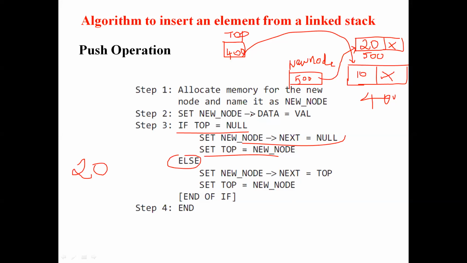Top equal to, I can do like this also. Right now the top is 400 only, right? Top next equal to, okay, top next is what? It is pointing to this one. So what should be assigned? It should be assigned with 500, right? So I can write new node.